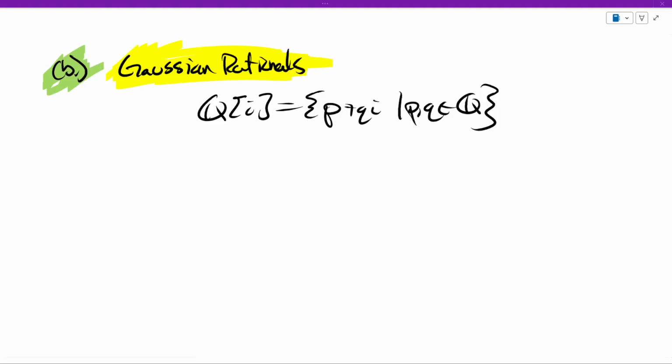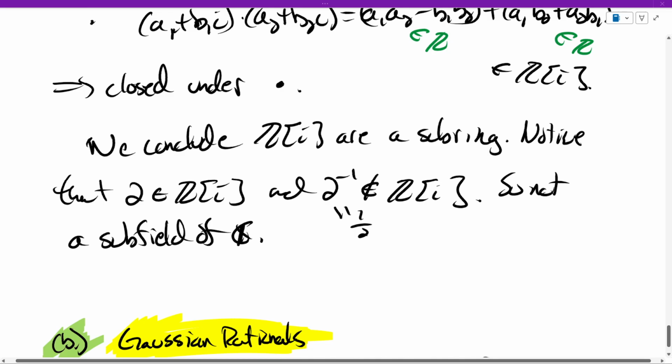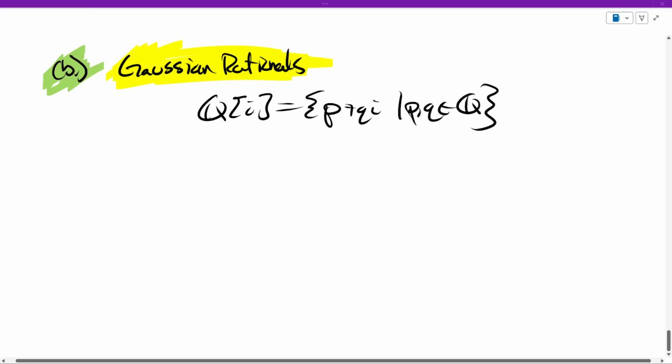In this next example, we're going to look at the Gaussian rationals, and the fact that they're going to be a subring and a subfield of C. But what's going to happen is, just by allowing our real and imaginary parts to be rational now, we're going to fix the division issue. Before, in the previous example, we didn't have things like the multiplicative inverse for 2. We fixed that problem.